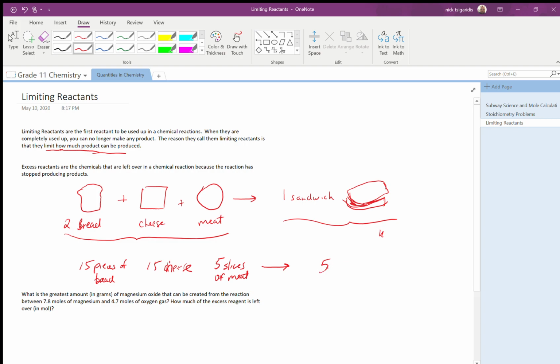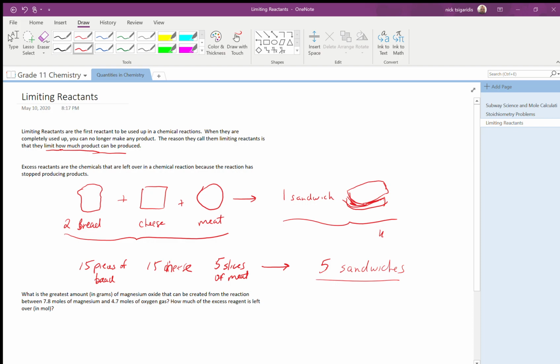I have 5 sandwiches that I can produce. And of course, the question is, how did I figure out that I could produce 5? As long as I have 2 slices of bread, 1 slice of cheese, and 1 piece of meat, I can produce 1 sandwich. So one of these three, either slices of meat, slices of cheese, or pieces of bread, is going to run out.